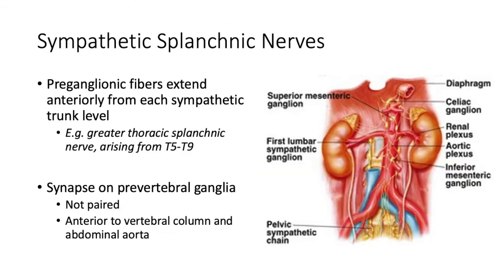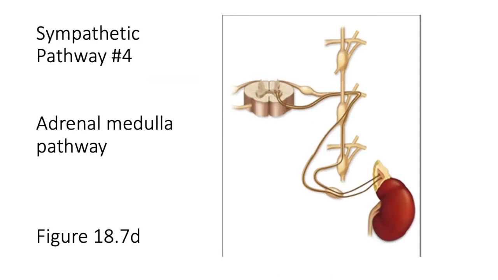But again, that's the fourth pathway, and what I want you to know about it is the target. The target is the adrenal medulla, and the adrenal medulla secretes epinephrine. Okay, so that is your sympathetic system.